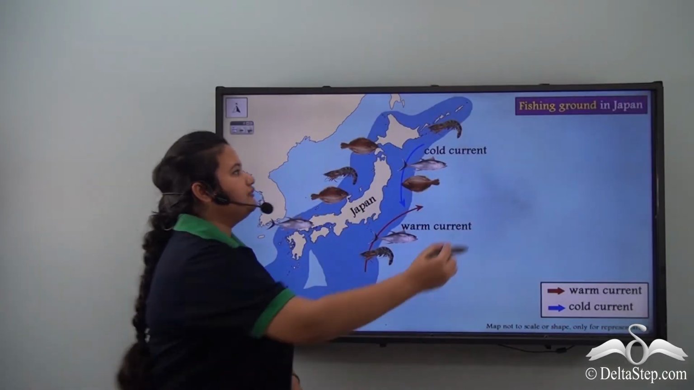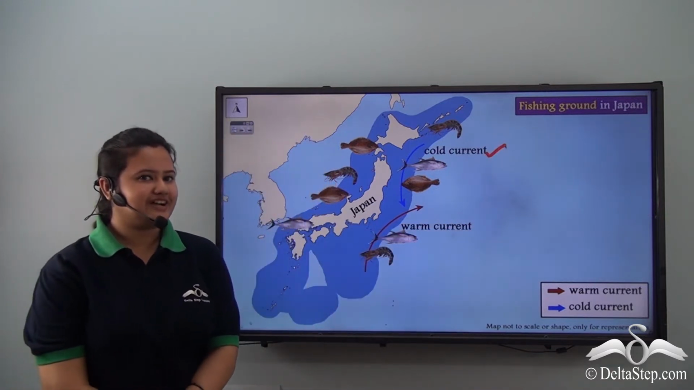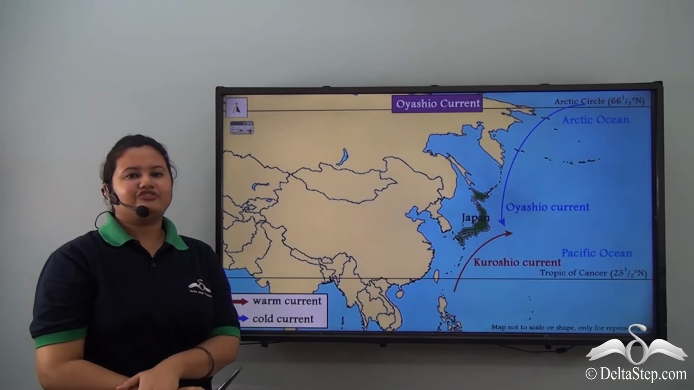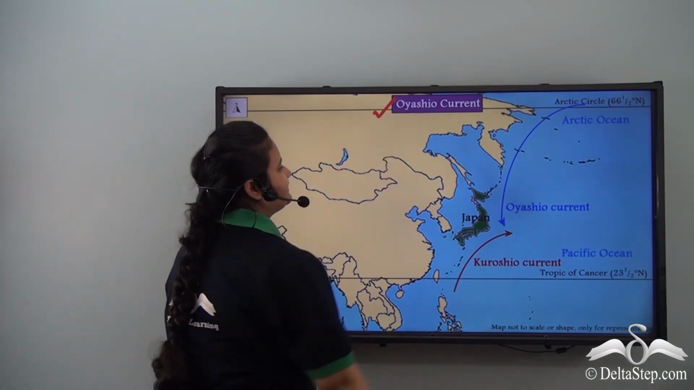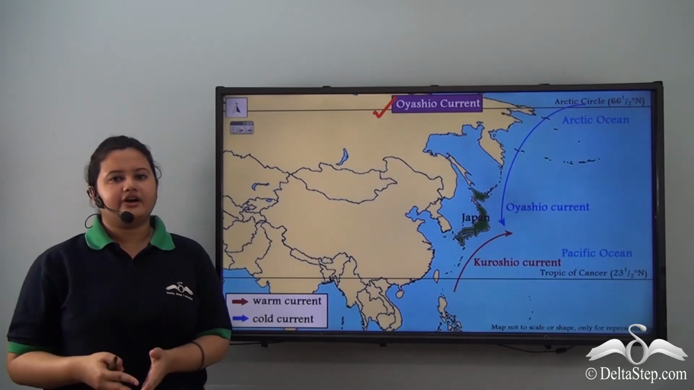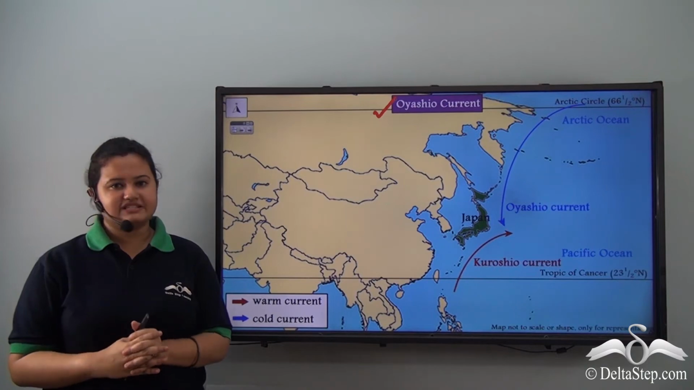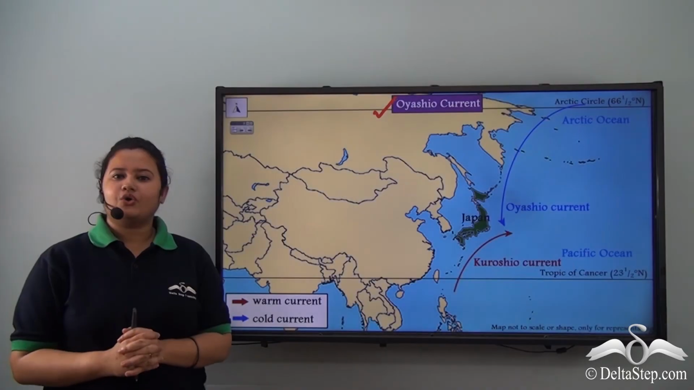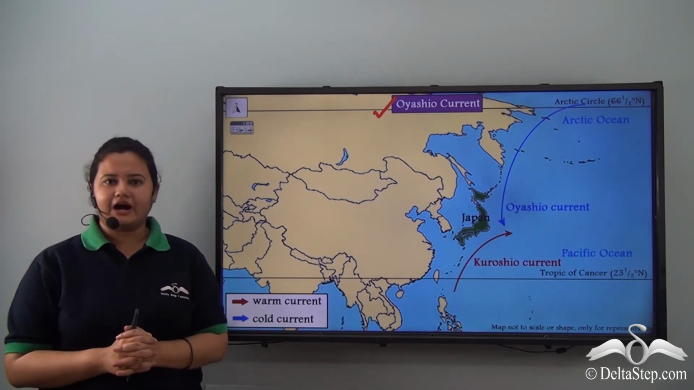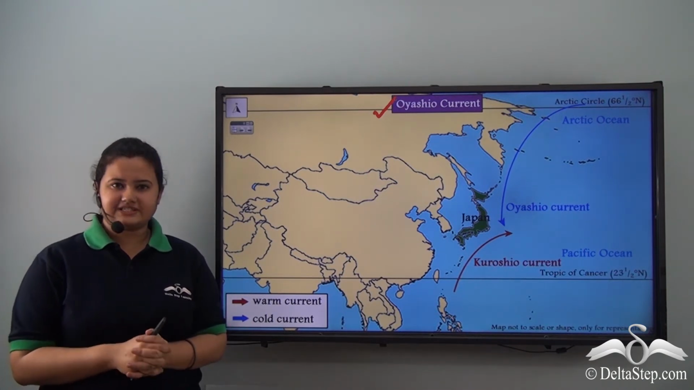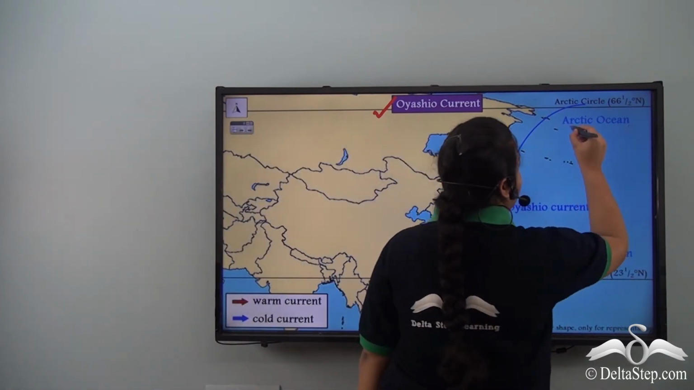Now, here we have talked about a cold current. Do you know the name of this current? The name of that cold current is the Oyashio current. The Oyashio current is not a part of the North Pacific cycle. This cold current is originally not a part of the North Pacific cycle. The Oyashio current originates in the Arctic Ocean.